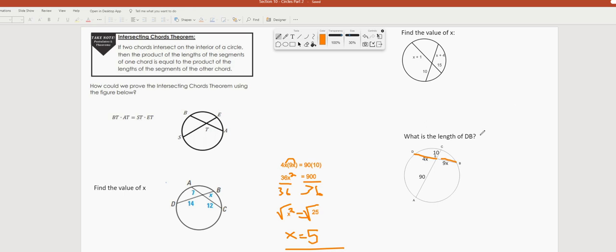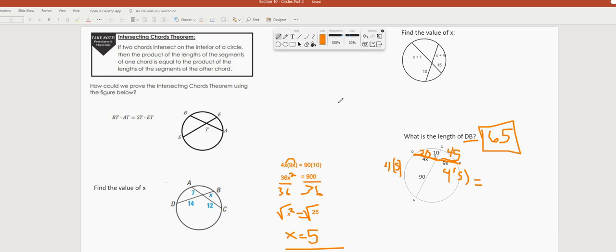Now, is that your answer here? Is my answer for DB, the length of DB, equal to 5? The answer is no, because I'm looking for the whole segment. How big is the whole segment? So again, if this is 4x, I need to substitute 4 times 5, which is equal to 20. So this segment here is 20. If I do 9 times 5 here, that will be 45. Okay, so we have 20 plus 45 because they're asking you for DB, and 20 plus 45 will give you 65. And this is the length of D to B.